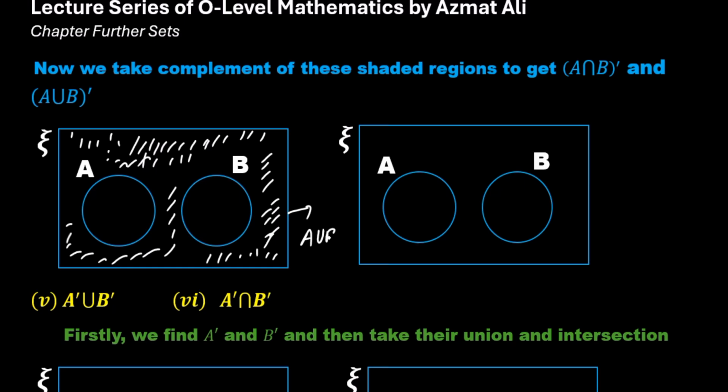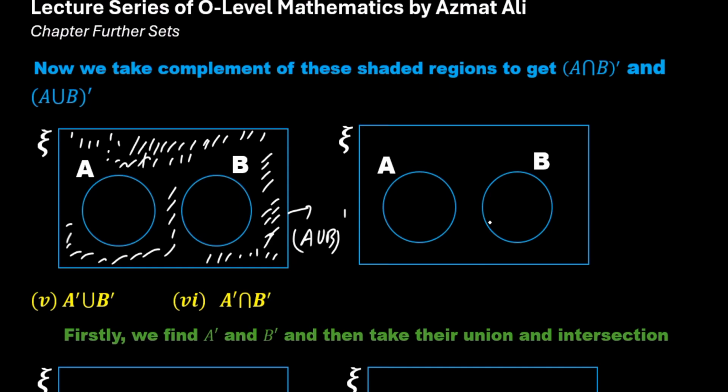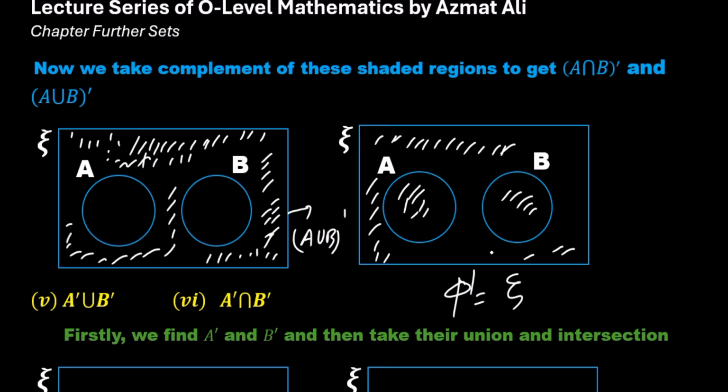And in case of intersection, as this is an empty Venn diagram, its complement will be the full set, that is the universal set here. So when you take the complement of phi, this is equal to the universal set. So you will shade everything here, the universal set as well as set A and set B. So this is the complement of A intersection B.